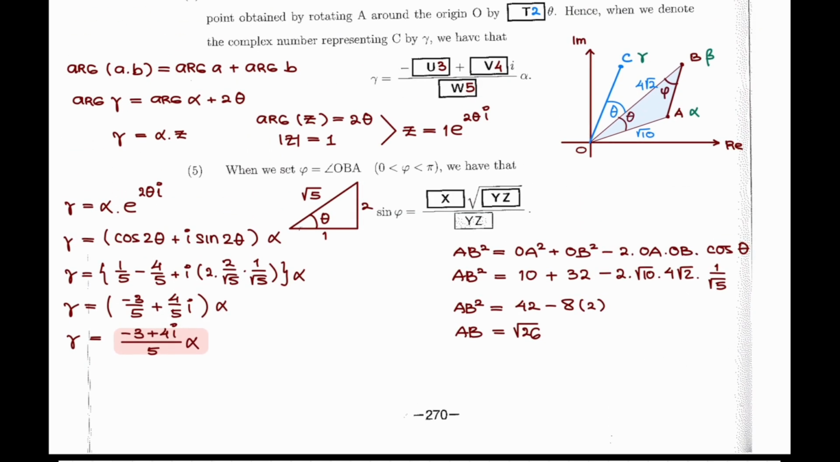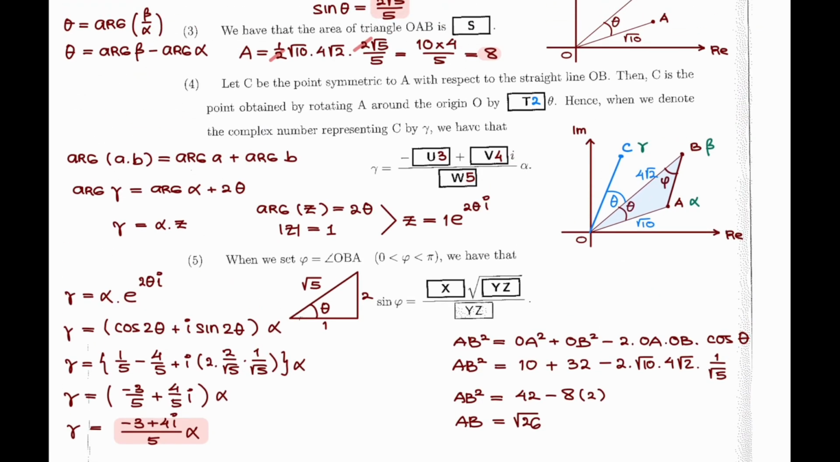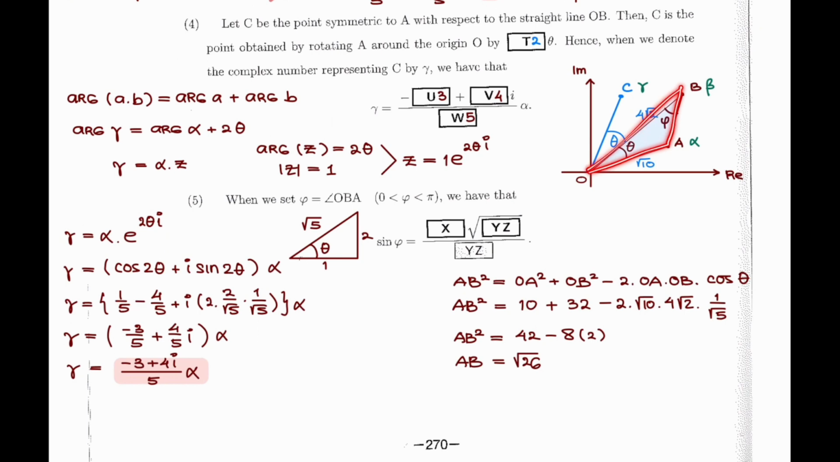Once you have AB, we can find sine pi. There are many ways to find sine pi. You can use the sine rule, or in this case, I will use the area of the triangle. Since I already know that the area of triangle OAB is equal to 8, I can say that 8 is the area of the triangle. 8 is equal to half times AB times OB sine pi. Once again, we can use the area formula, but now I will use sine pi instead of sine theta.